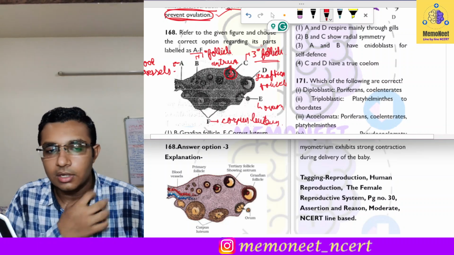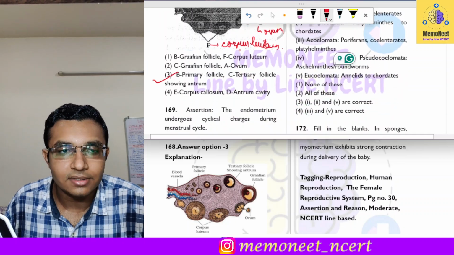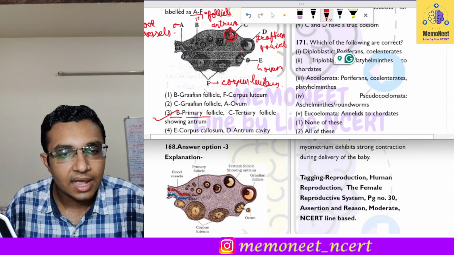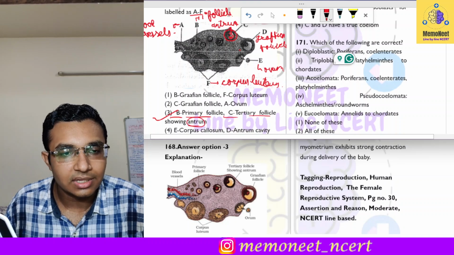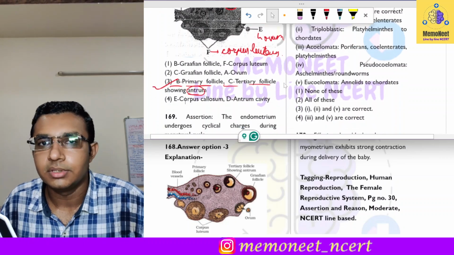Okay, now see, the correct matching of this labeling is shown in option 3, that is B is the primary follicles and C are the tertiary follicles, showing the antrum, which is the cavity. So here the correct answer of this question is option 3.